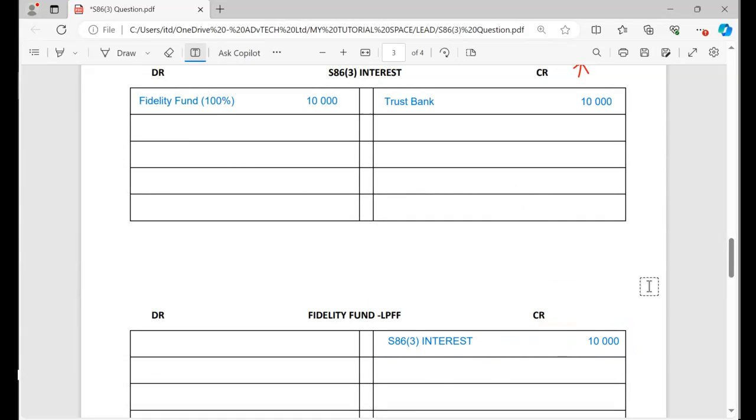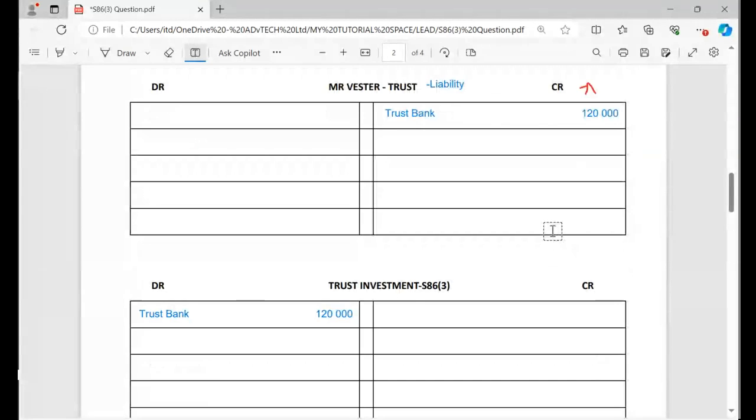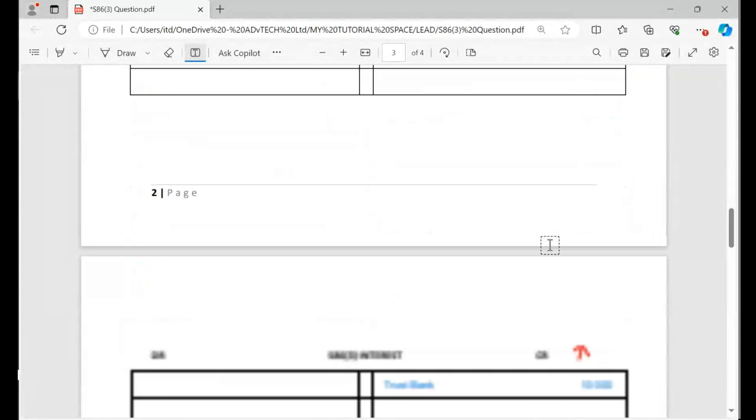This shows that I owe them. Can you see now? I owe them what? I owe Fidelity how much? 10,000. Okay, you can see. So the whole amount belongs to Fidelity. But if it was section 86.4, only 5% of this amount was supposed to go to Fidelity, and the remainder to go to Mr. Vesta. I hope it makes sense.